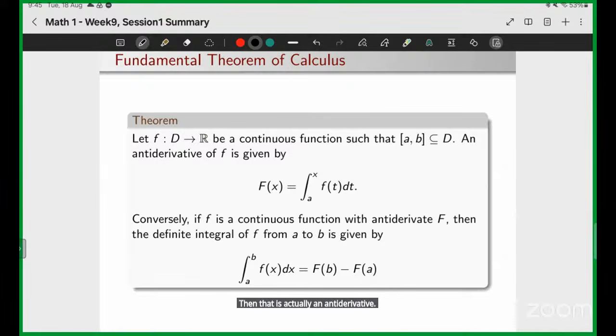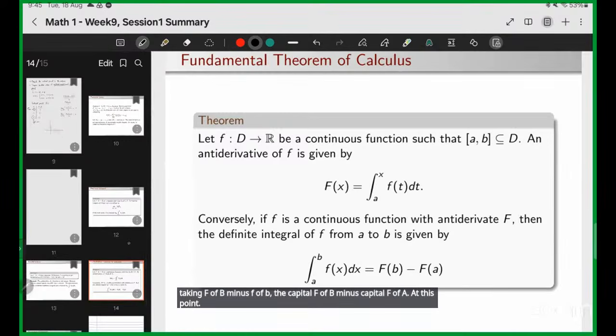That function, which is defined as the definite integral from a to x of f, where the variable is t, is actually an antiderivative. This is one part of the fundamental theorem of calculus. The other part, which is used more often in the actual computation of the definite integral, is the second part, written over here. If you know the antiderivative of f, then the definite integral from a to b can be computed just by taking capital F of b minus capital F of a. At this point, we do definitely need an example.